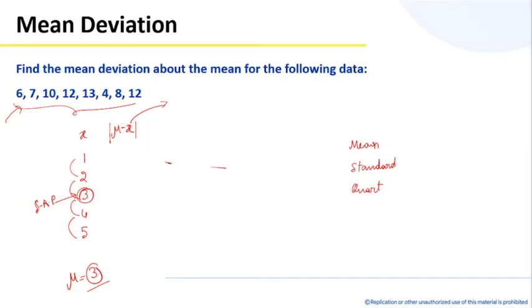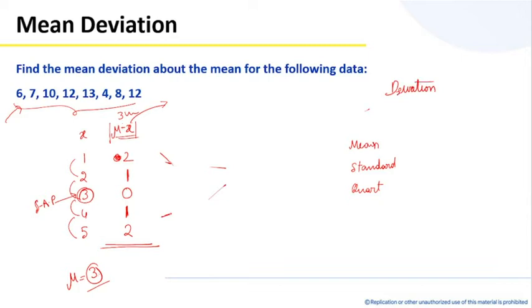How far is the observation away from the mean? If you look at 1 and 3, because the mean is 3, 1 and 3 are how far apart? Minus 2, or because it's a mod, let's keep it as 2. 2 is how far away from 3? 1 unit. 3 and 3 are 0 units. 4 and 3, 1 unit. 5 and 3, 2. Now, these are deviations. What is deviation? How far the observation is away from the mean is nothing but a deviation.